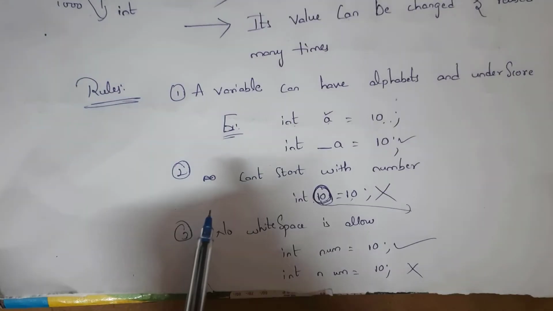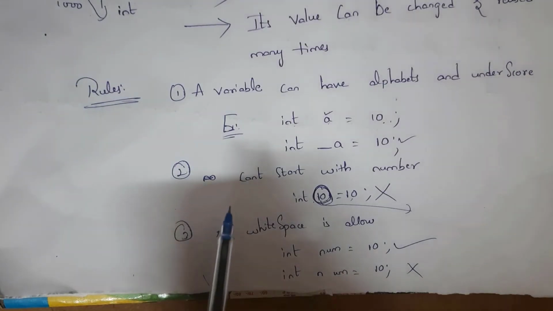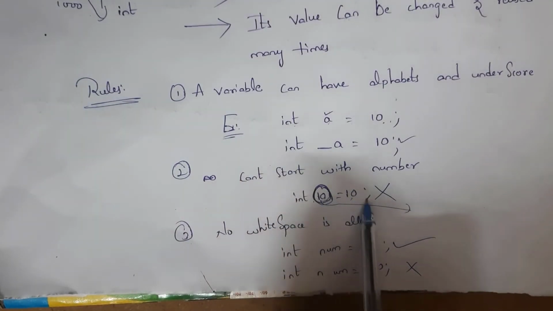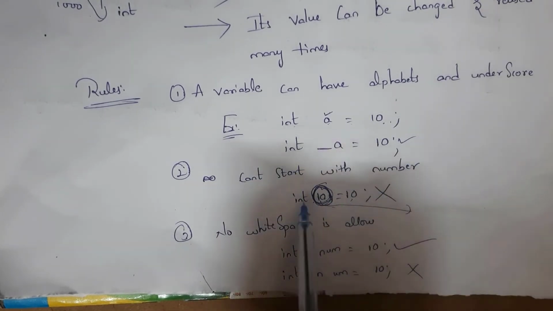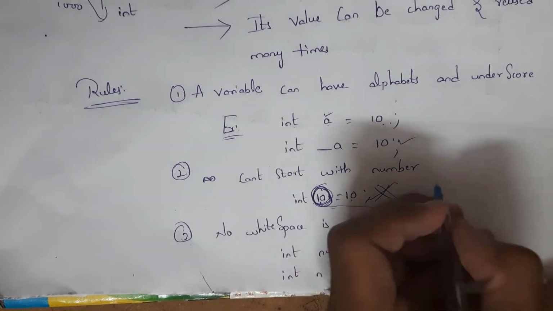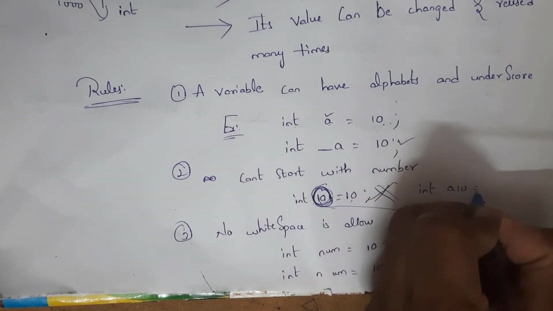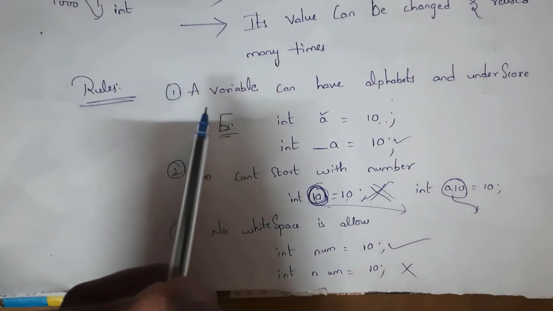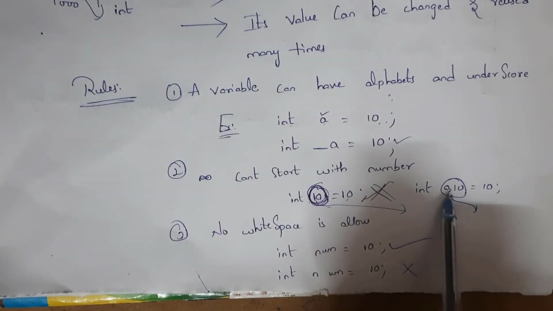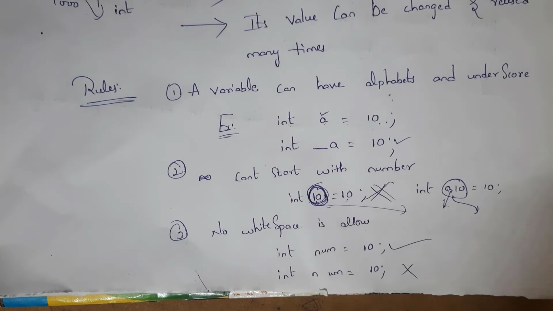The second rule is we cannot start a variable name with a number. For example, here I wrote int 10 equal to 10. This 10 is a number. So you should never start a variable with a number. Whenever you write like this, you will get an error. You can write like this: int a10 equal to 10. You can write like this, because as per the rule we must start declaring a variable with an alphabet. So here I am starting the variable with an alphabet, or you can also start with an underscore.